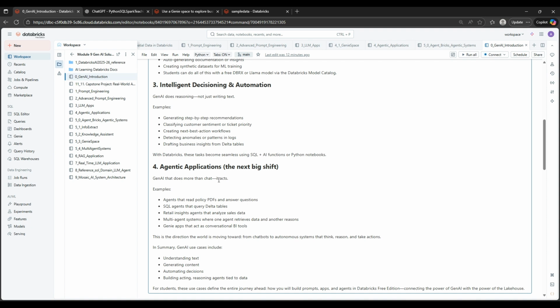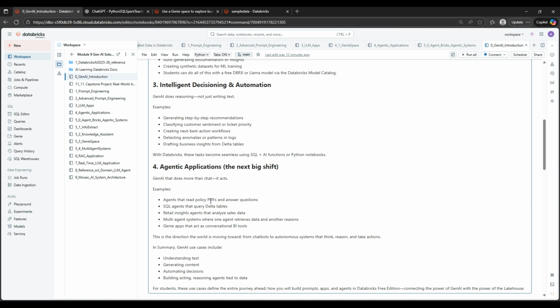Pattern itself, you can create multiple types of agents. So that's the beauty of it. Let's check with some examples. An agent that can read policy PDFs and answer your question. They can read it, they can understand it, and then they can start answering your question.